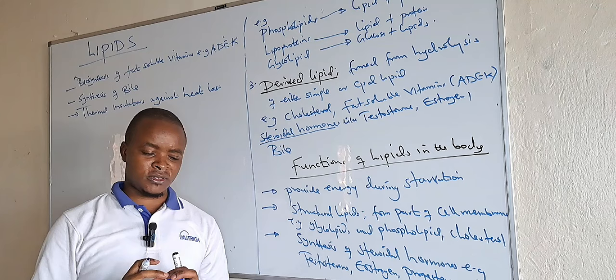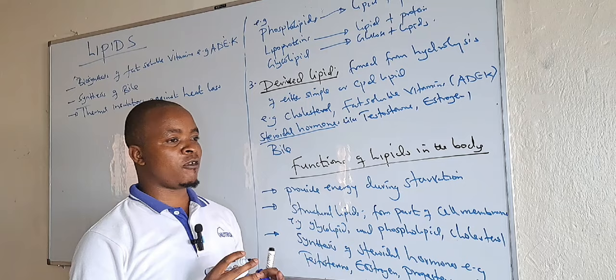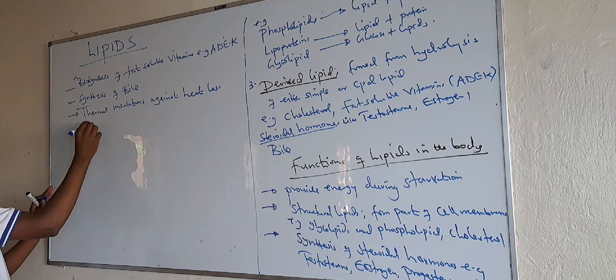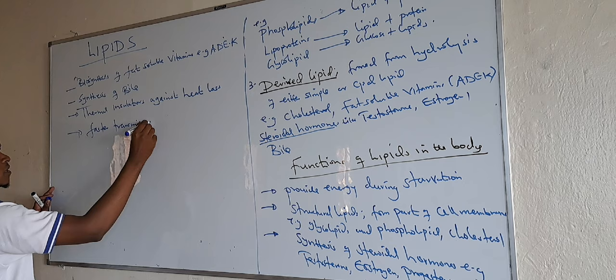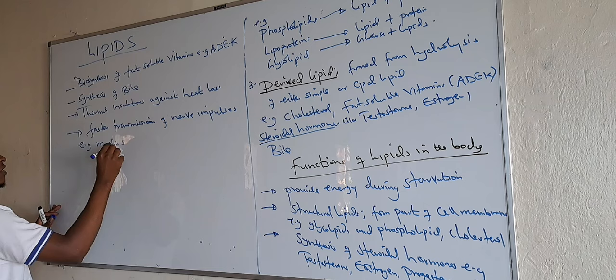Then we can also use lipids. Those who studied coordination in neurons, we have cells called myelin sheath, which are part of the lipids. I remember they were teaching us that myelin sheath enables saltatory transmission of impulses, or faster transmission of impulses. So these lipids also enable faster transmission of nerve impulses.